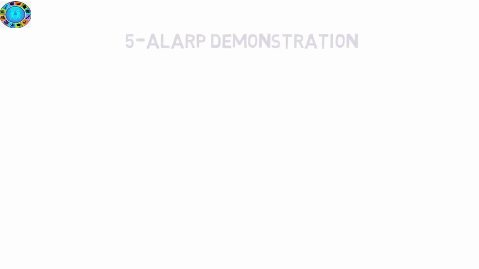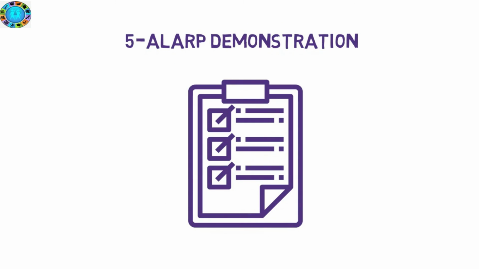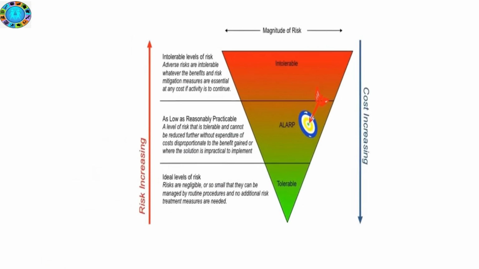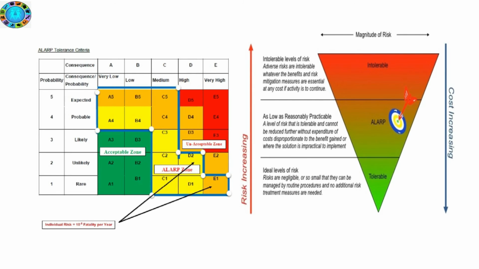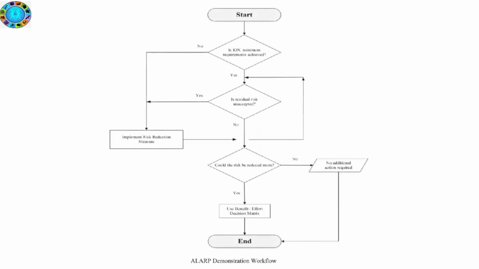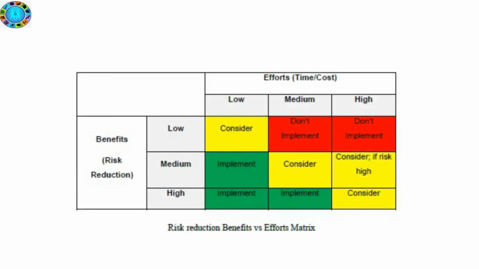The last part, ALARP demonstration. In this part, the company demonstrates that it has taken all applicable risk reduction measures to the ALARP level. To achieve that, the company describes the criteria it followed to demonstrate ALARP. This happens through analyzing all results from the risk and safety studies and listing all recommendations that came out of those studies with their status.